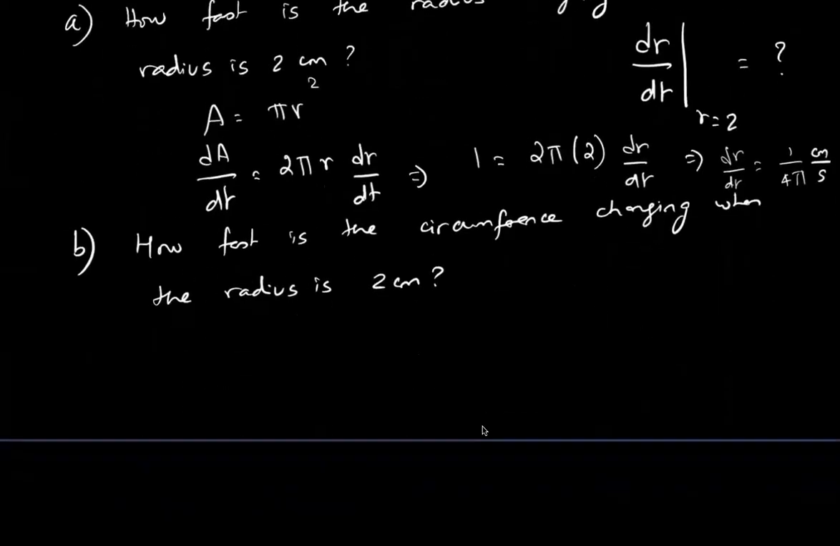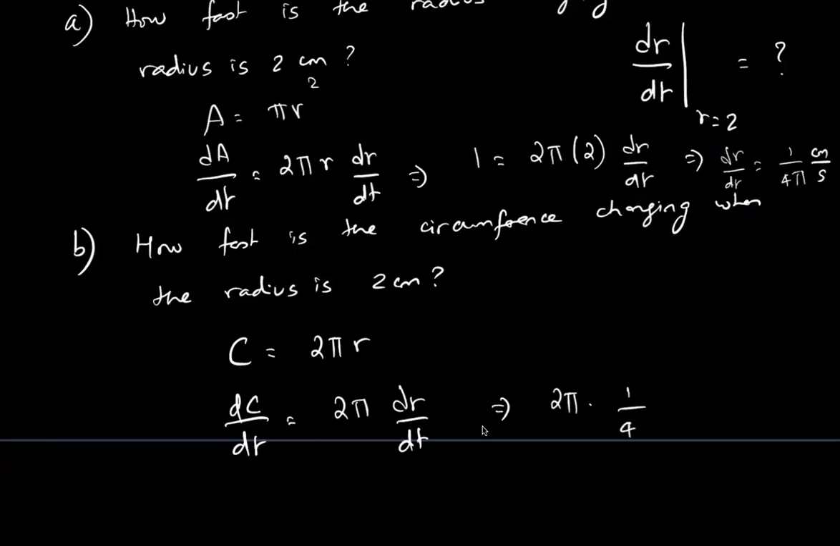How fast is the circumference changing? Circumference is given by 2 pi r. So the rate of change of circumference is 2 pi dr/dt. And the question is asking you at what rate is this changing when the radius is 2 centimeters. So here the dr/dt from the previous problem was 1/4 pi, right? So you do this and you'll get 1/2 centimeter per second is the rate at which the circumference is changing.